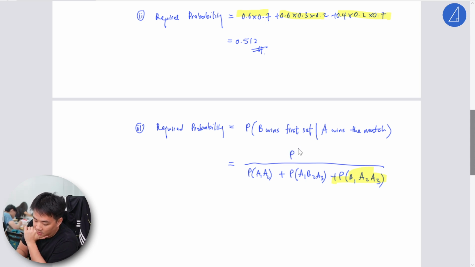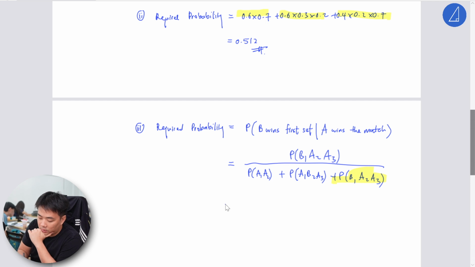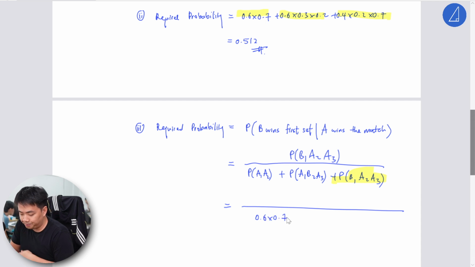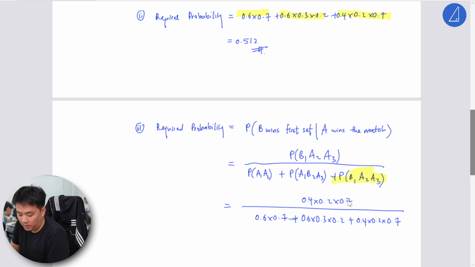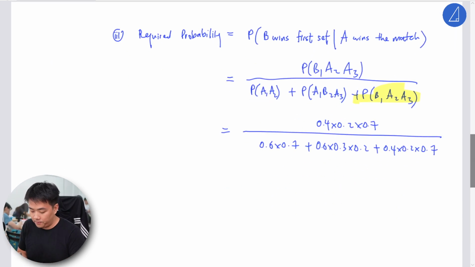So this is P of B1, A2, A3. We're just going to do the same thing as what we did just now. So 0.6 multiplied by 0.7 plus 0.6 multiplied by 0.3 multiplied by 0.2 plus 0.4 multiplied by 0.2 multiplied by 0.7. Then you just put the top there. Multiply and divide. This should be your answer. So the answer is 7 out of 64.